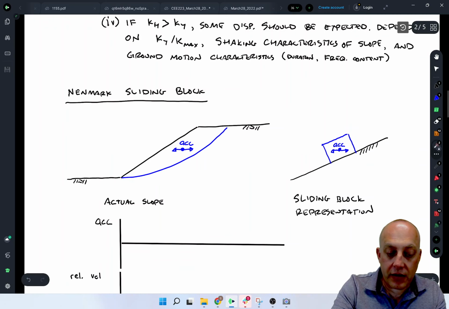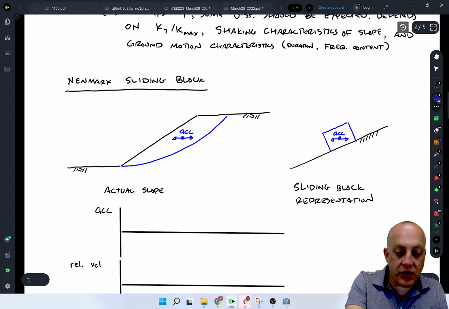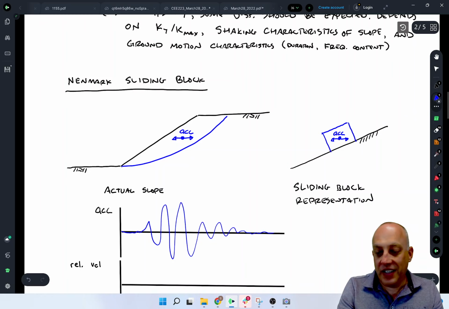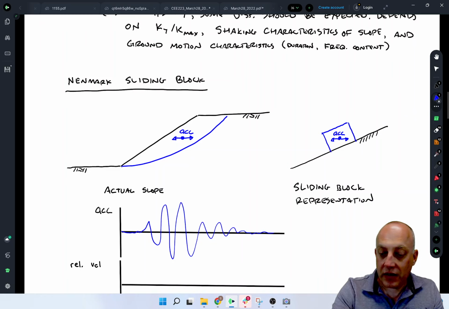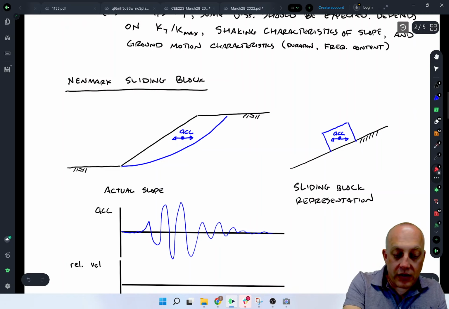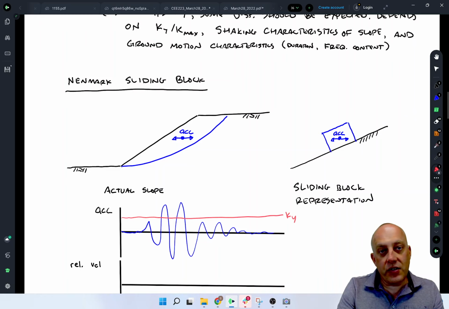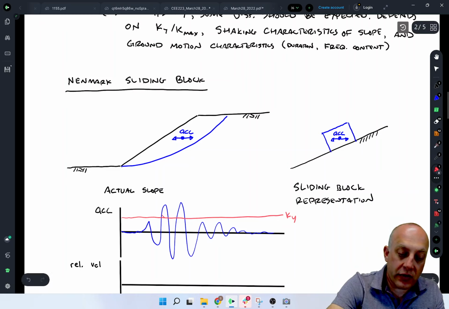So the idea now is that if we have an acceleration time history, so we're coming along and you've got a few big cycles of movement. This doesn't particularly look like a real acceleration time series, but it'll get the point across. If we had our yield acceleration here, this is Ky, well then we have, in this case, 2 cycles that have exceeded the yield acceleration, and we would expect some displacement to accumulate during those cycles.